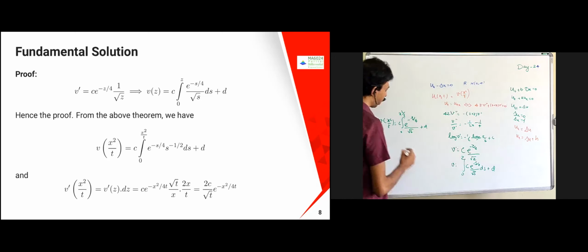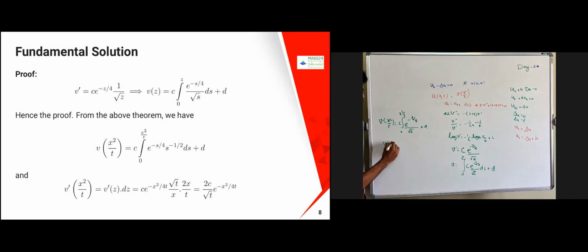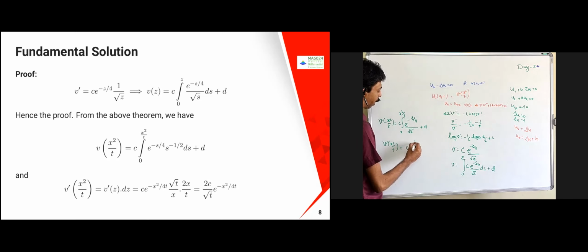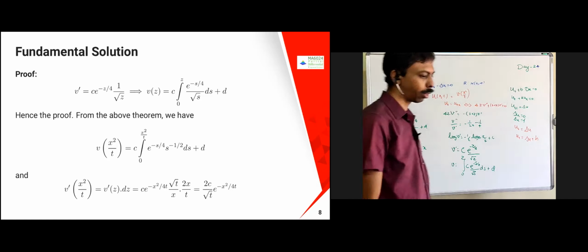If I substitute over here, we also have to find v dash of x square by t. It was in z, I am just substituting x square by t. Therefore, I have to multiply that with the dz also. So in that case, you are going to get c into e power minus x square by 4t, divided by, I am going to get t by square root of t, and x is there, so that is going to become x.